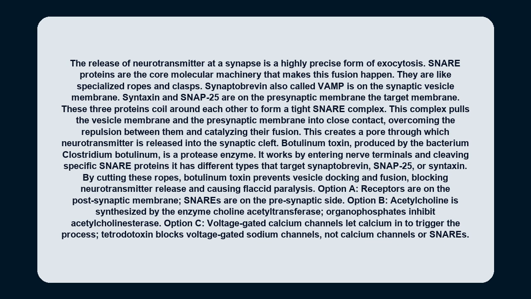Botulinum toxin, produced by the bacterium Clostridium botulinum, is a protease enzyme. It works by entering nerve terminals and cleaving specific SNARE proteins. It has different types that target synaptobrevin, SNAP25, or syntaxin. By cutting these ropes, botulinum toxin prevents vesicle docking and fusion, blocking neurotransmitter release and causing flaccid paralysis.